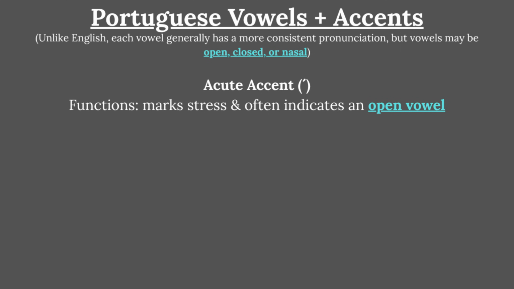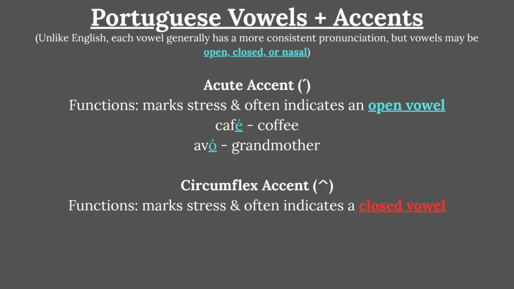This accent marks the stress and often indicates an open vowel. Some examples are café, avó. The circumflex accent also marks stress and often indicates a closed vowel, looking like a small triangle. Some examples are você, mês, avô.